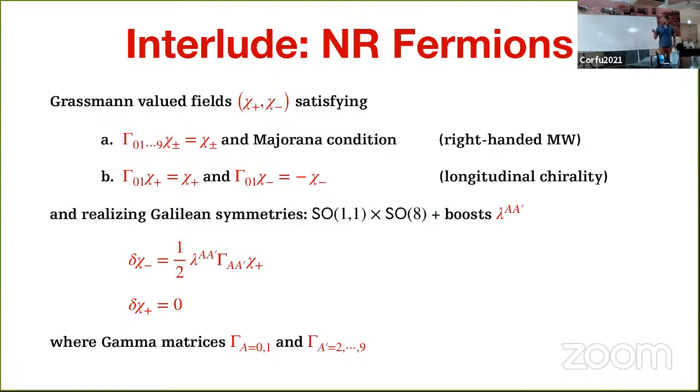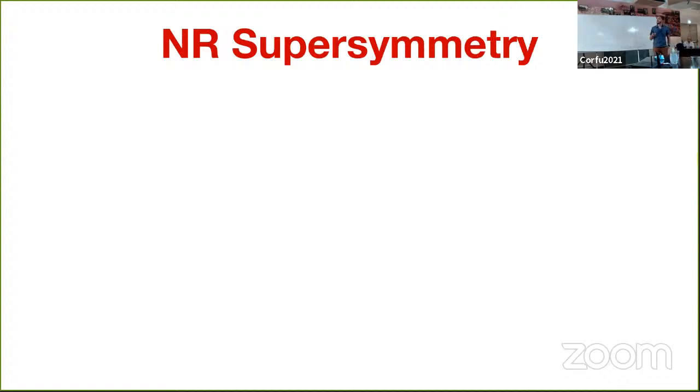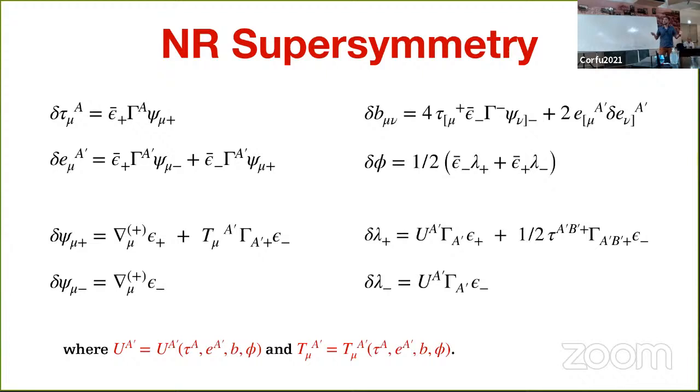Okay, but now let me get to the heart of the matter and present the supersymmetry rules. So this will be a very technical slide. All I want to convey with this slide is that these expressions are completely regular expressions in terms of the fields. So it's very much what you know from relativistic supergravity. I don't give the full transformation rules of the fermions, but you can find them in the paper, and there's nothing spectacular or surprising there.